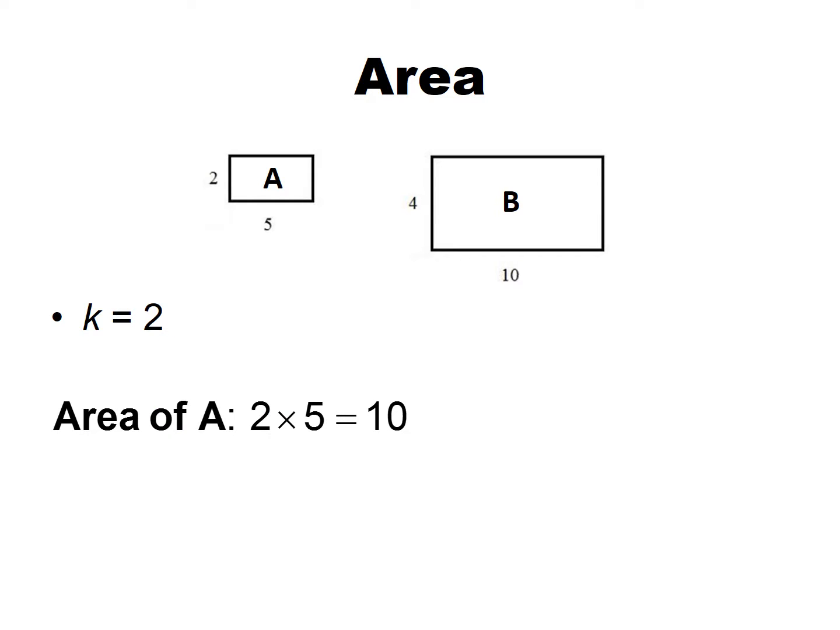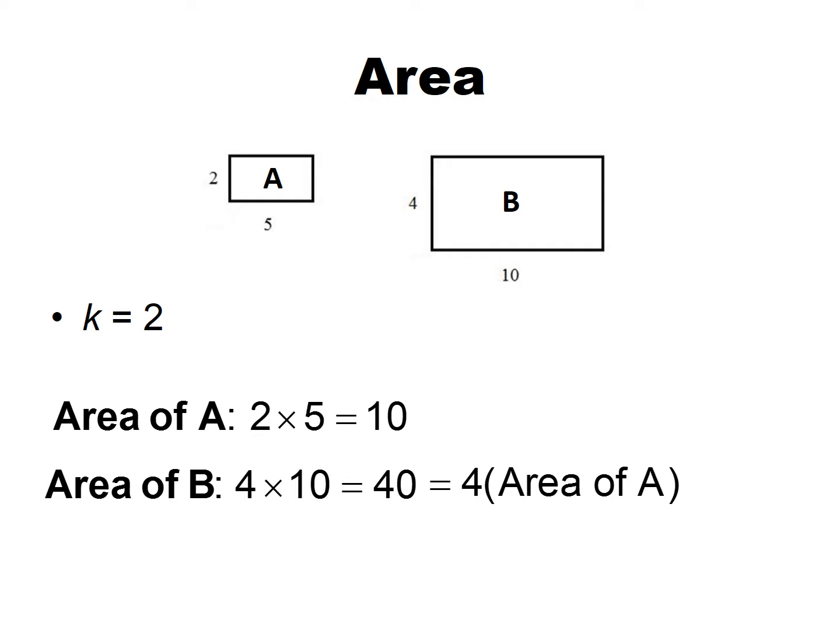Now let's think about areas of these two rectangles. The area of rectangle A is just 2 times 5, which is 10, and the area of B is equal to 4 times 10, which is equal to 40. Now we might be tempted to say that if k is equal to 2, then the area of B is going to be just twice the area of A. But if we look at these two numbers here, what we see is that the area of B is not twice the area of A. It's actually 4 times the area of A. So the area of B is equal to 4 times the area of A.